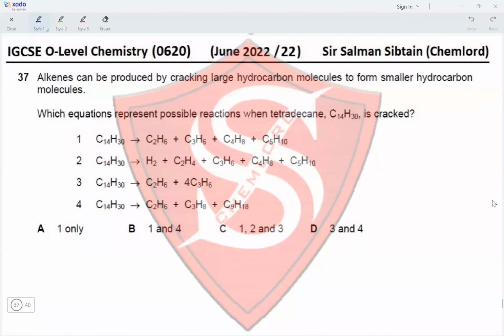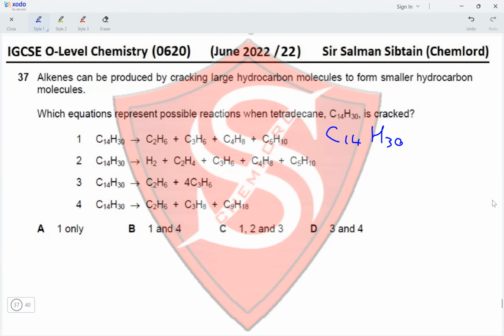Question 37. Alkenes can be produced by cracking large hydrocarbon molecules to form smaller hydrocarbon molecules. Which equation represents possible reactions with tetradecane? C14H30 is cracked. Okay, so we need to count the number of hydrogen and carbon in the product. So we've got a total of 14 carbon and 30 hydrogen. So the products have 2 plus 3, 5, 5 plus 4, 9, 9 plus 5, 14. So C14, and H would be 6 plus 6, 12, 12 plus 8, 20, 20 plus 10, 30.